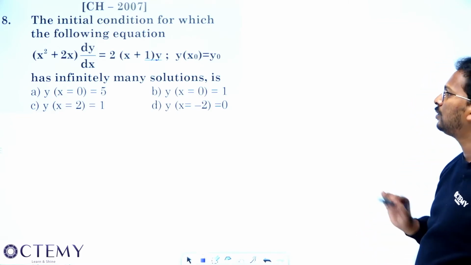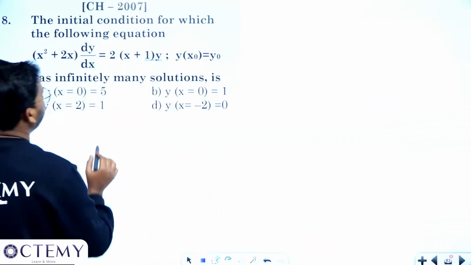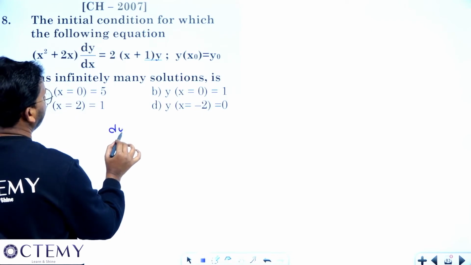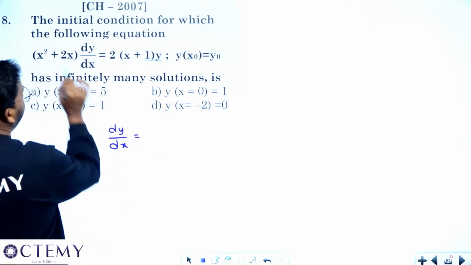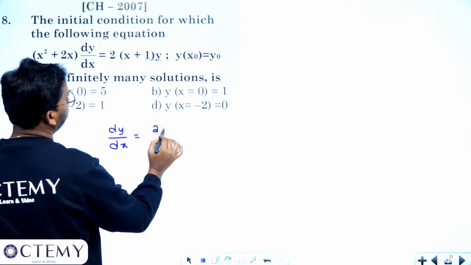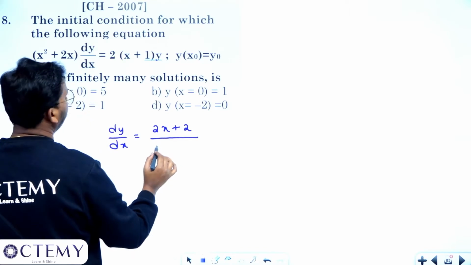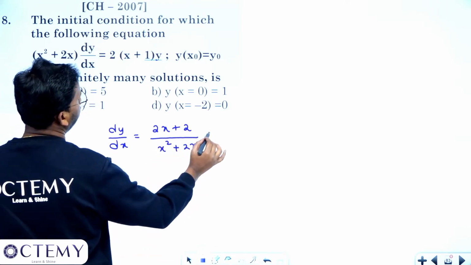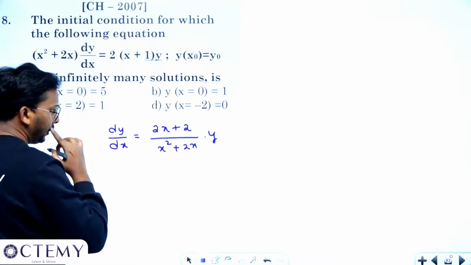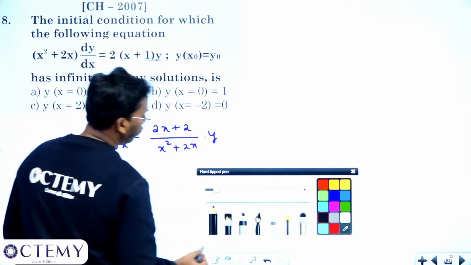Let us find the solution of it and see which option matches. Variable separable form is directly visible here. dy/dx is equal to, dividing, (2x + 2) divided by (x² + 2x) into y. Now send this y here and this dx to the other side. See what will happen.